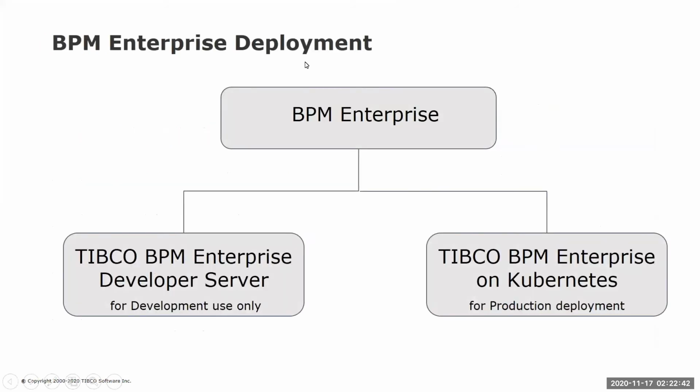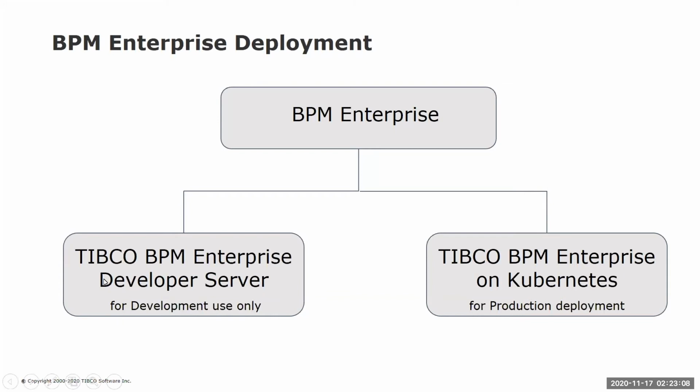Over to BPM Enterprise deployment. TIBCO BPM Enterprise Runtime can be installed in two configuration modes. Developer server, intended for development use only, and TIBCO BPM Enterprise on Kubernetes, which is a production-level implementation in which TIBCO BPM Enterprise is deployed as a container into a Kubernetes cluster.